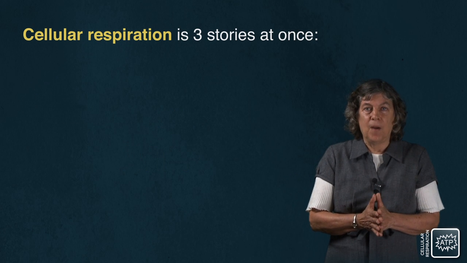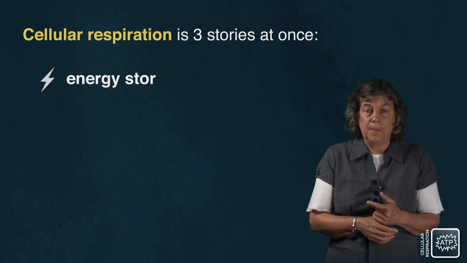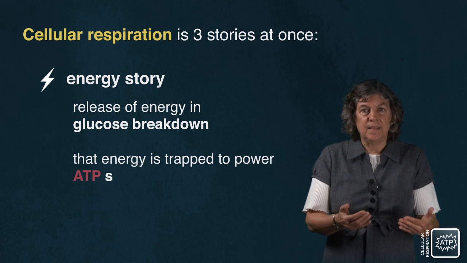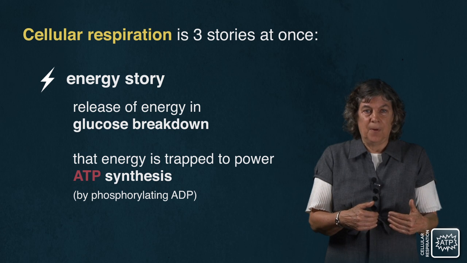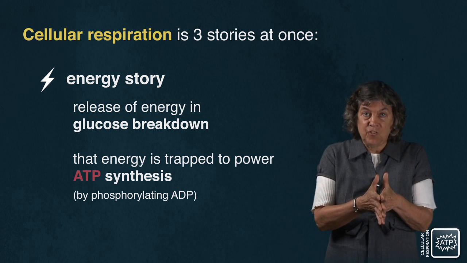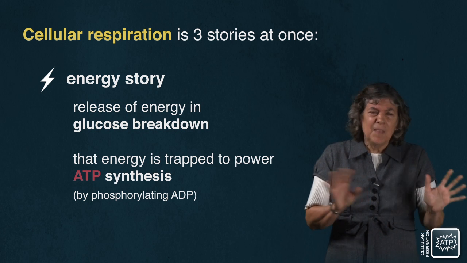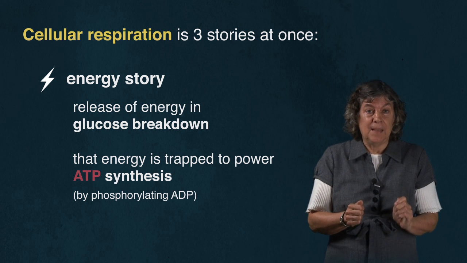So there are really three stories going on at once in the process of cellular respiration. The first is an energy story. We're releasing energy from sugar in exergonic processes and using it to make ATP, an endergonic process. These are then energy-coupled reactions. These energy transformations are not totally efficient. Some of the energy, some useful energy, is lost as heat, but a good amount of ATP can be made.